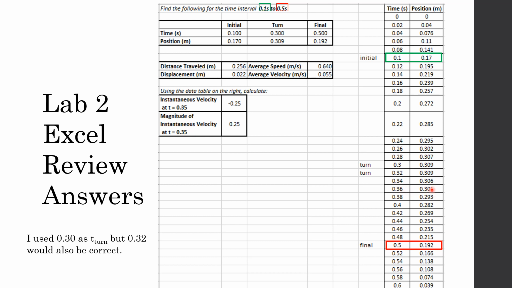And I would set up my slope equation. So essentially what I would have is 0.301 minus 0.306 divided by 0.36 minus 0.34, okay? And once you do that calculation, you would end up with a negative 0.25. And then if I wanted to know the magnitude of the instantaneous velocity, as we've talked about before, magnitude means I just take the absolute value of it. So the magnitude of the instantaneous velocity at 0.35 seconds is 0.25.